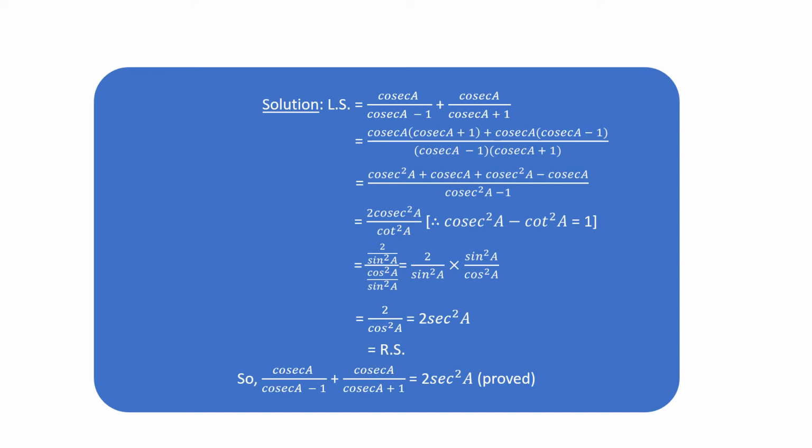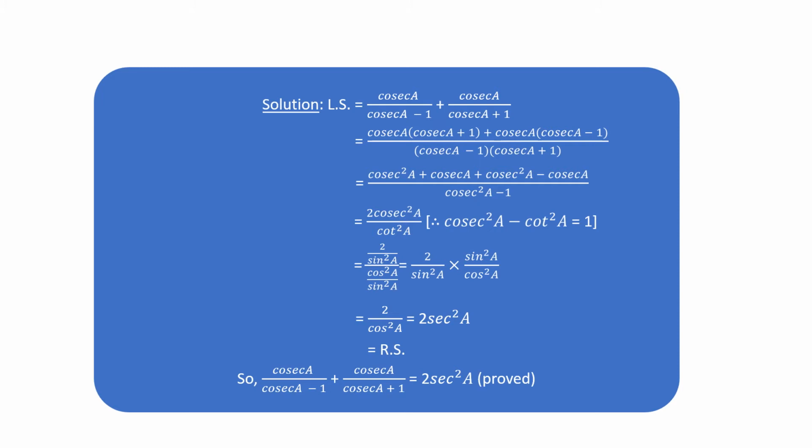Dividing by (cosec A − 1) gives (cosec A + 1), multiplying cosec A, then cosec A (cosec A + 1) plus cosec A (cosec A − 1). This equals cosec A times cosec² A plus cosec A into 1, meaning cosec A plus cosec A into cosec A, then cosec² A, minus 1 into cosec A is cosec A. The denominator is (cosec A − 1)(cosec A + 1), which is (A + B)(A − B) = A² − B², so cosec² A − 1.